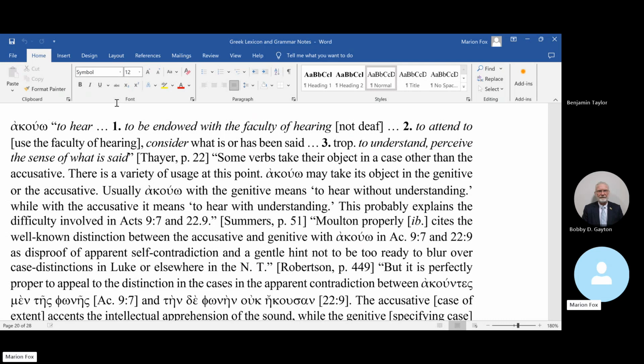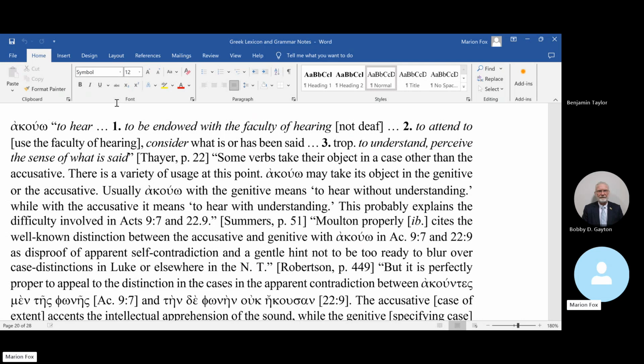Someone says, "I can't hear you." Well, what do they mean? Do they mean that I didn't hear anything you said, or I didn't hear the sound, or I didn't understand what you said? Does that make sense? In English, we just go by context.